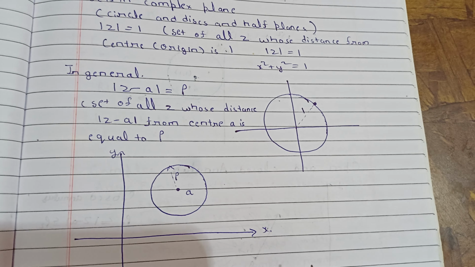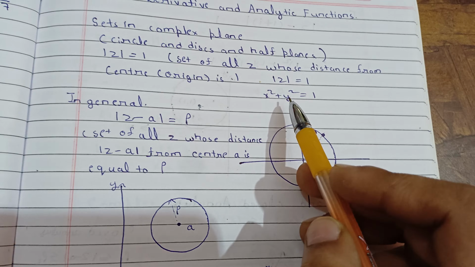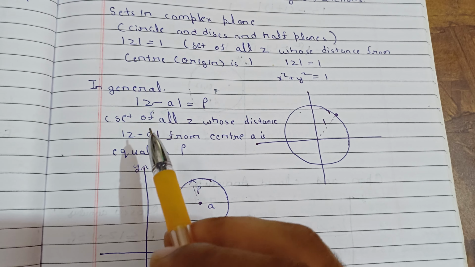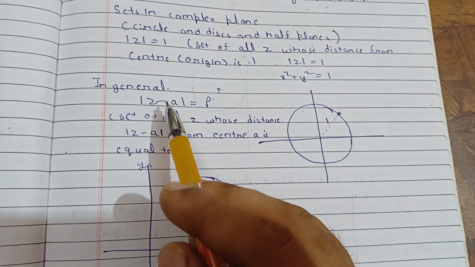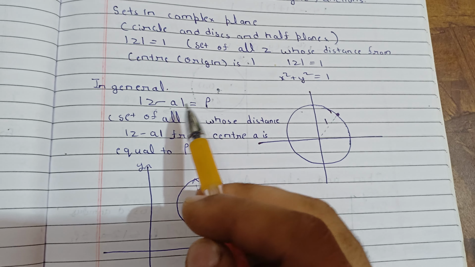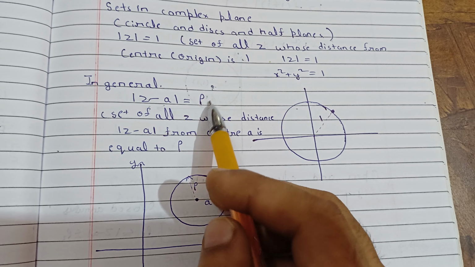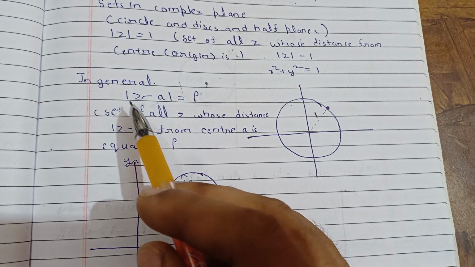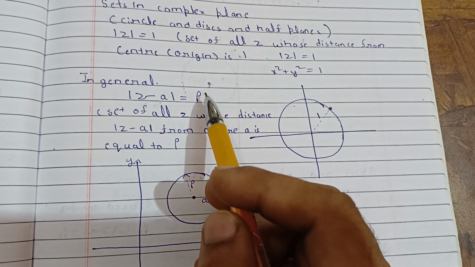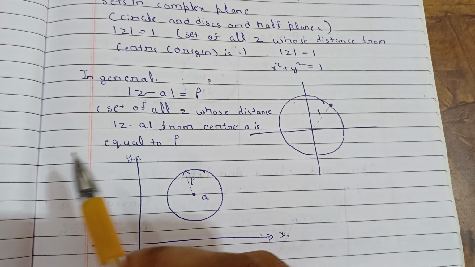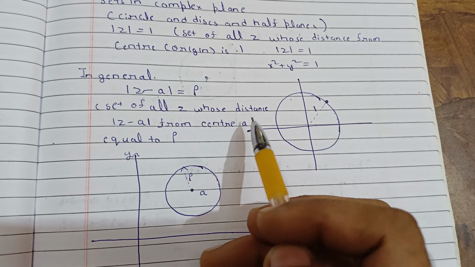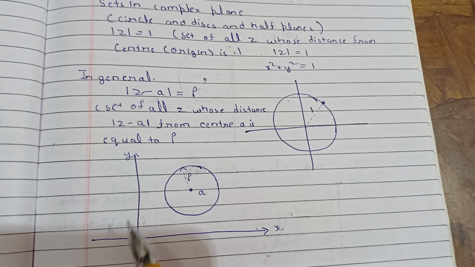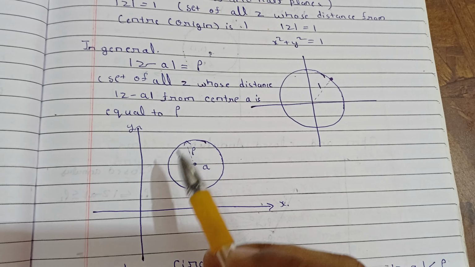Now this is a special case when the origin is at 0, 0. In general we can define the circle as mod of z minus a equal to rho. Here rho is the radius and a is the center. This is the equation of a circle whose radius is rho and center is a: the set of all z whose distance from the center a is equal to rho.